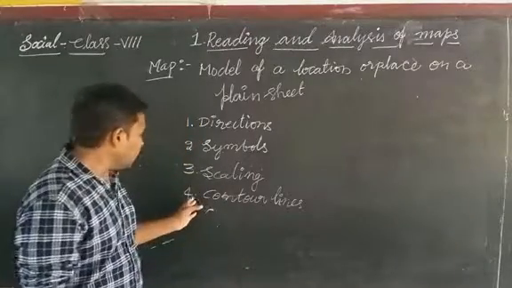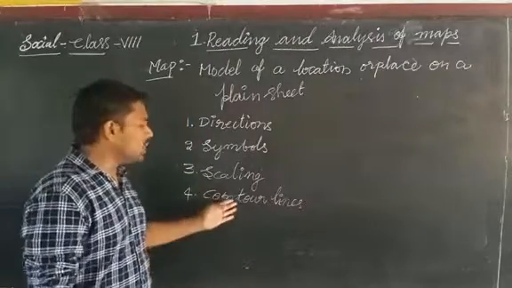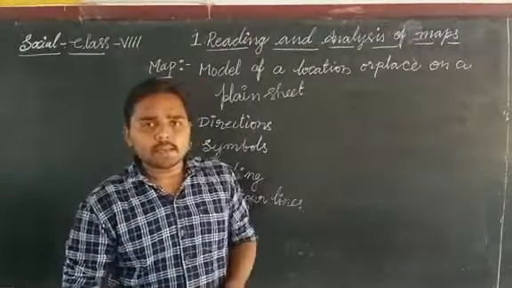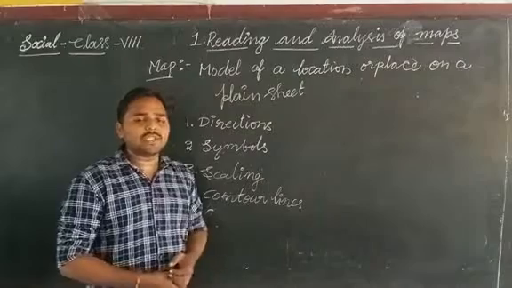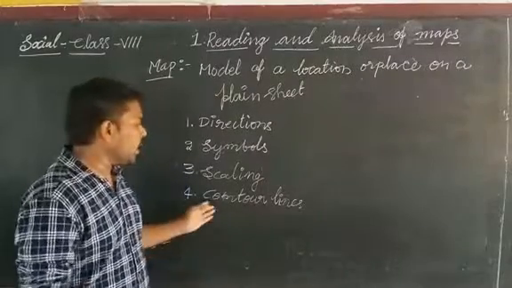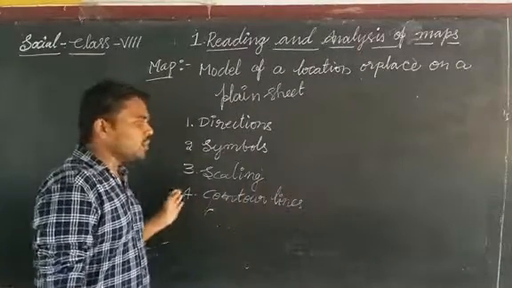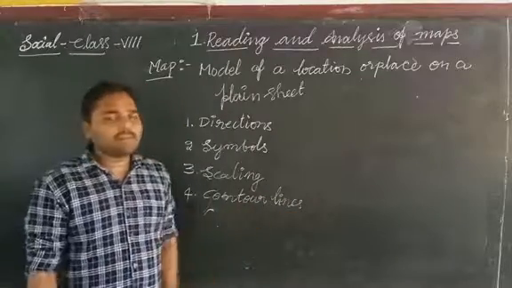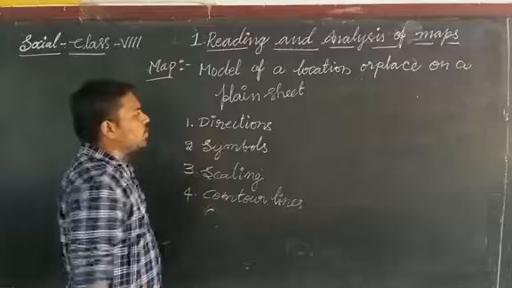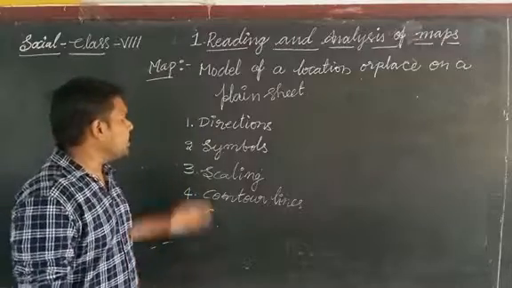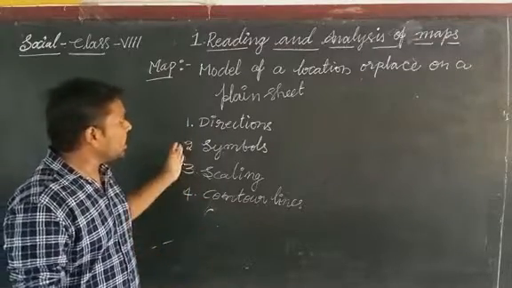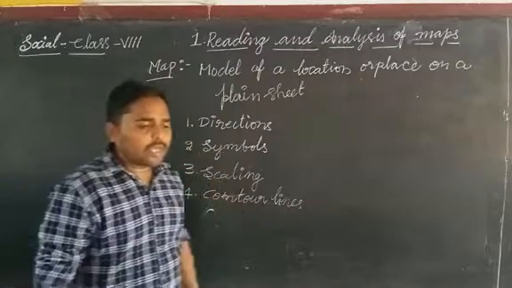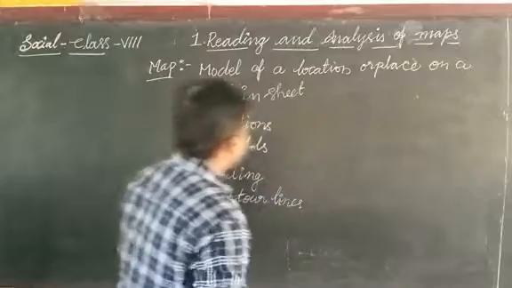Now the fourth one is contour lines. Contour lines means the lines which are joining equal heights on the land. These are very useful to measure the heights on the land with the help of maps. These are the factors we should know. Already we have learned in the previous classes about these four factors to read and to make the maps.